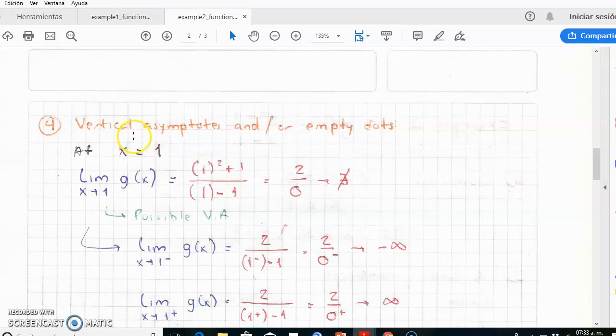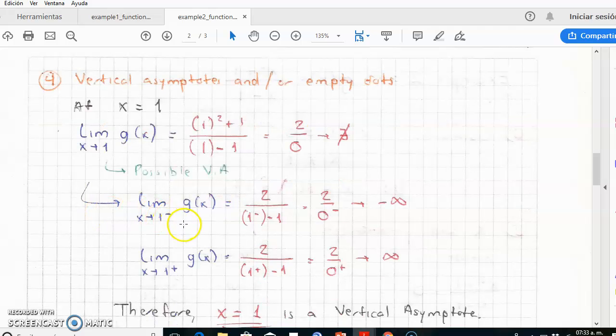Step number 4 is about the vertical asymptotes and empty dots. If you remember, we only have one restriction, x equal to 1. Therefore, we check the full limit at that value, limit as x approaches 1 of g of x. We evaluate that and we obtain a number over 0, so it doesn't exist. So that means that the value is going to be a possible vertical asymptote. That means that we need to check what happens from the left and from the right.